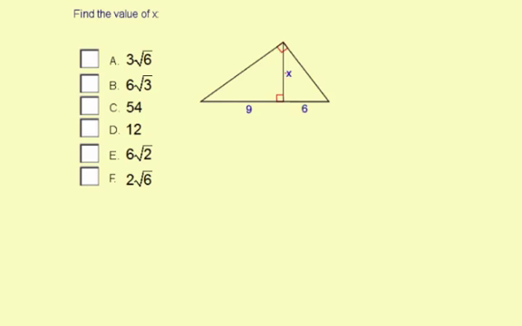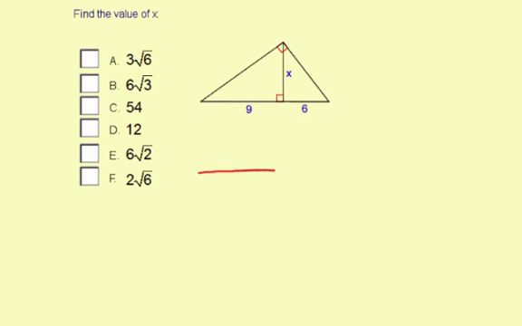The 6 and the x make a right triangle. The x and the 9 make a medium-sized right triangle. And then you have 2 legs, and the hypotenuse is 6 plus 9, which is 15. Now these right triangles, they're all similar.